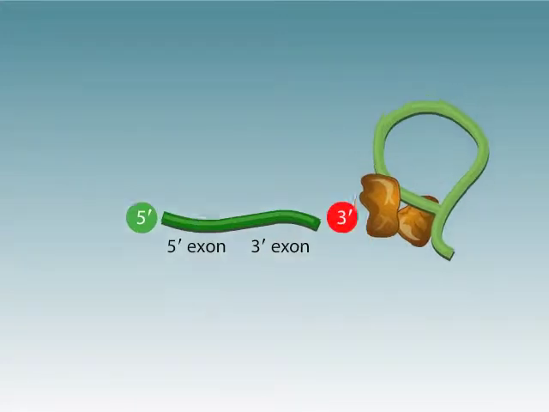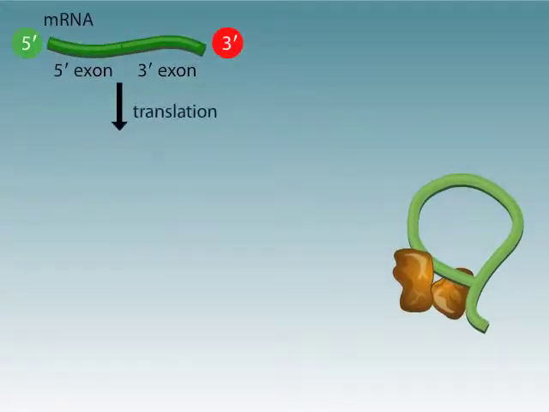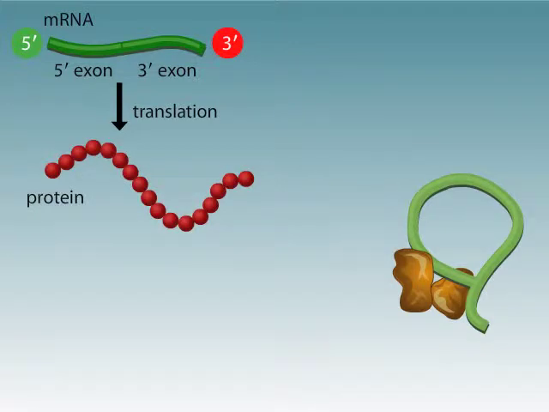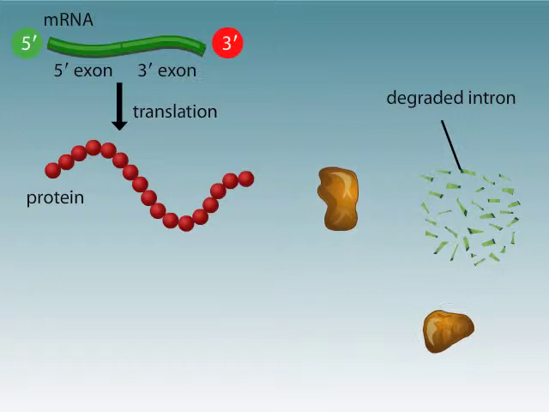The mRNA leaves the nucleus and is translated into protein within the cytoplasm. The intron that remains is quickly degraded. The snRNPs remain in the cell and are used to splice introns from other RNA molecules.